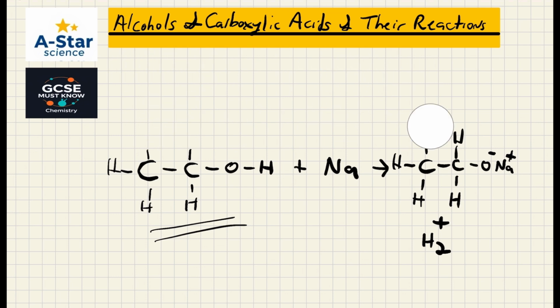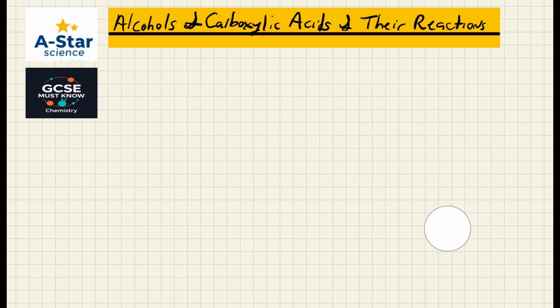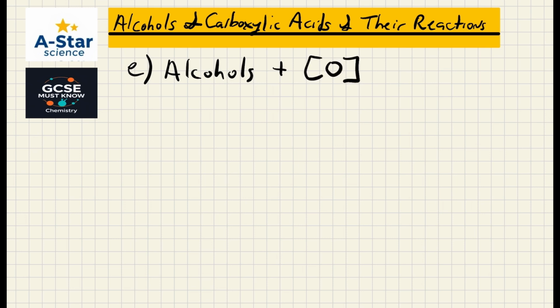Let's continue talking about the reactions of alcohol. I think we're on E. So alcohols can also react with oxidizing agents, which we just write as this symbol and an oxygen in some square brackets. And this can form carboxylic acids.